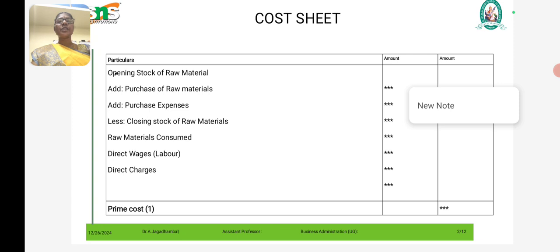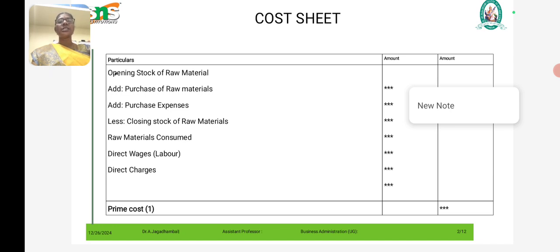For example, we are preparing the X company cost sheet of 2024. The items included: first we frame the particulars, then the amount, then the total amount. First we prepare the opening stock of the raw material. X is a manufacturing company, so the purchases are definitely raw materials. So we calculate the opening stock of raw materials.